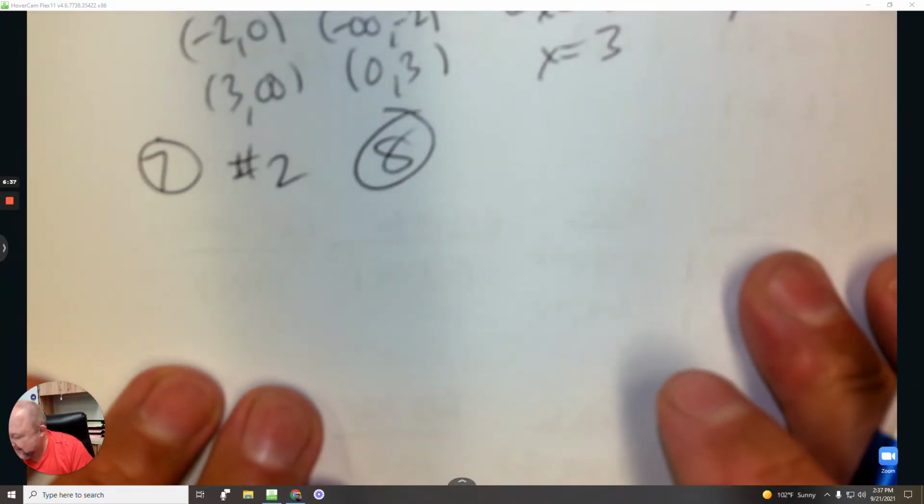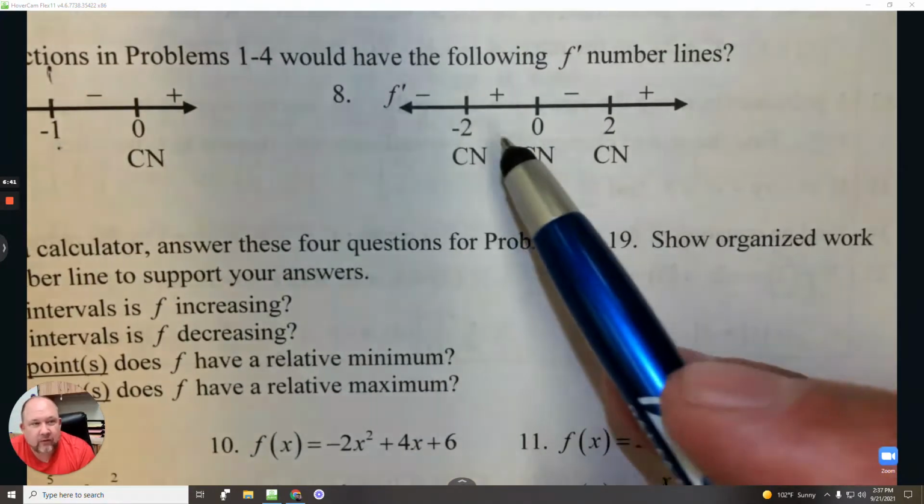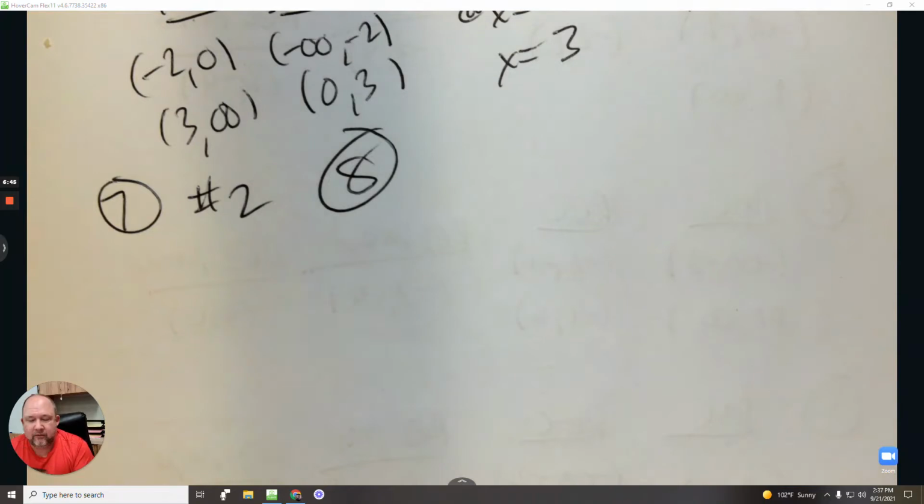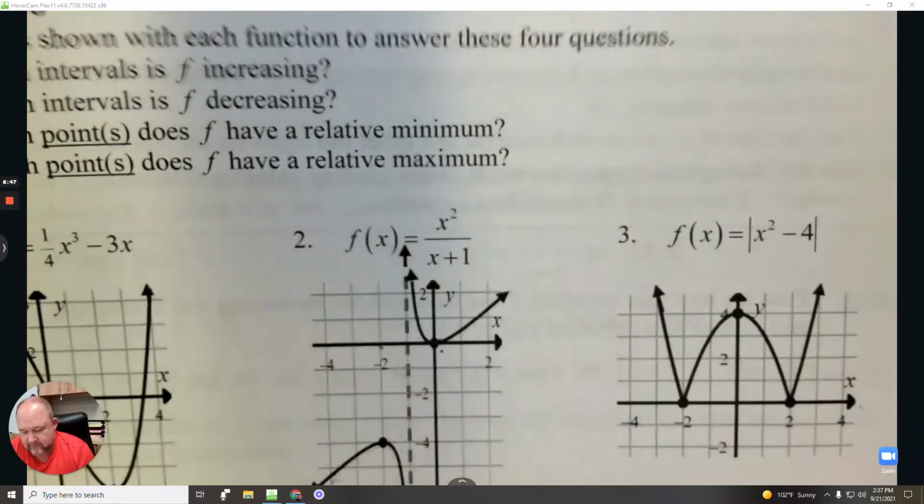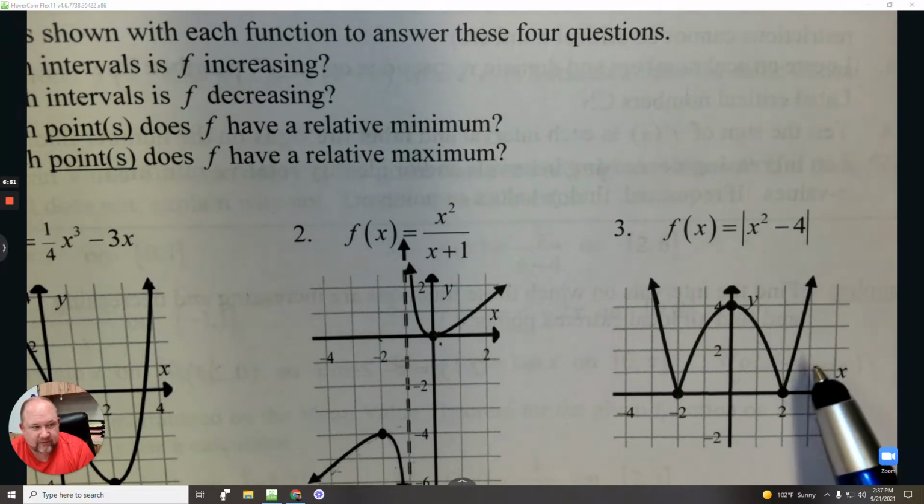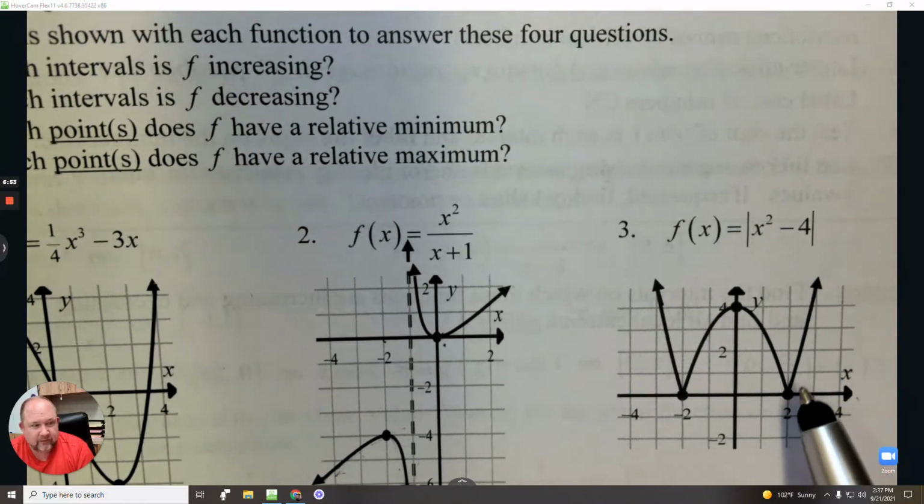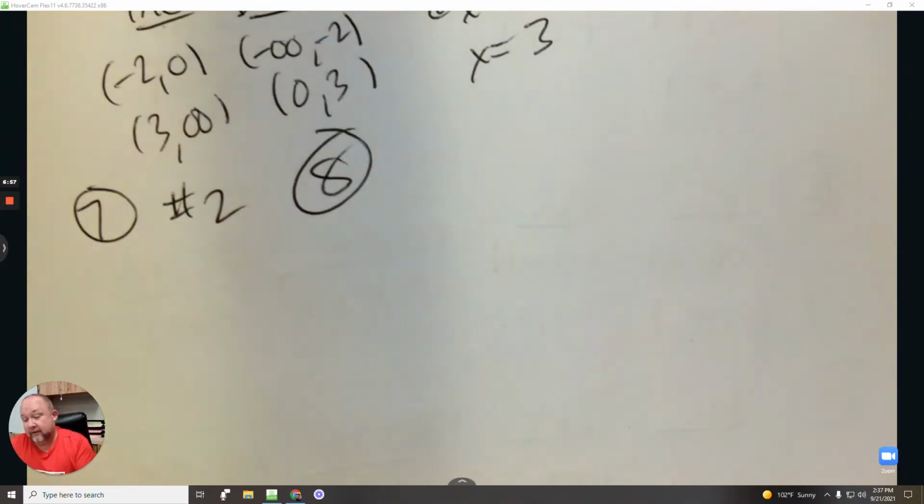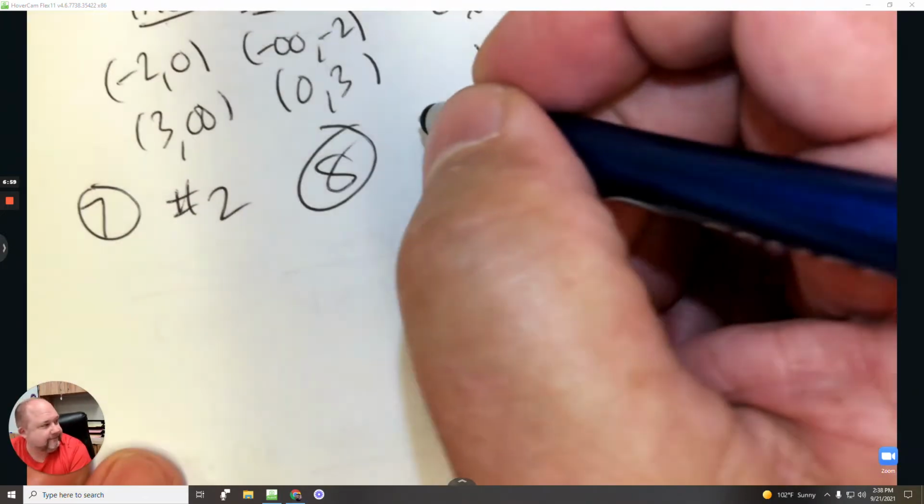For number 8, these are all critical numbers, and it goes decreasing first, then increasing. So decreasing, increasing, decreasing, increasing. So these are the critical numbers, and 0. So you can see that 8 matched with, which one is it? Number 3.